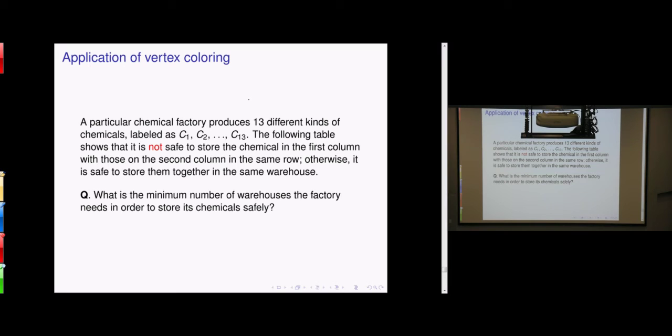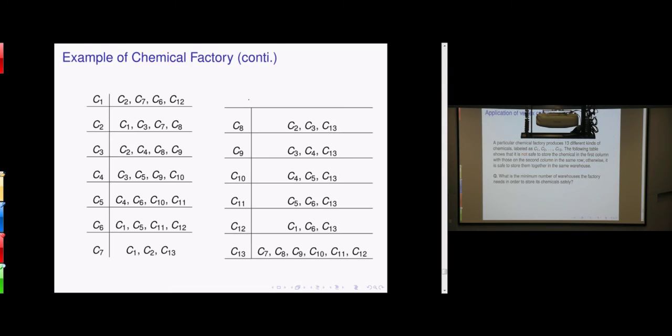The question is, what is the minimum number of warehouses that the factory needs in order to store the chemicals safely? The restrictions are like this. For example, you cannot store C1 in the same room with C2, C7, C6, C12, or whatever. You cannot store C2 with C1, C3, C7, C8, and so on and so forth. You cannot store C10 with C4, C5, and C13. So there are restrictions in this table. The chemicals have their enemies. You cannot put them together.